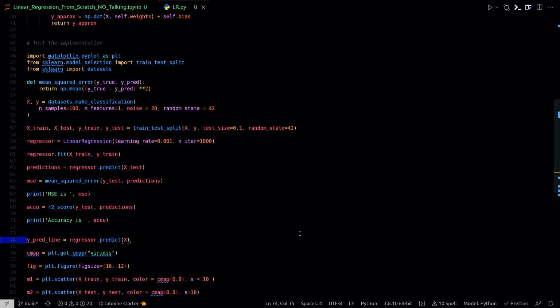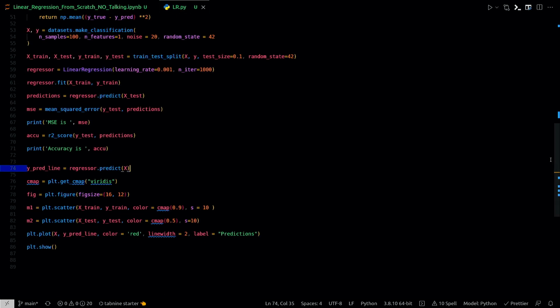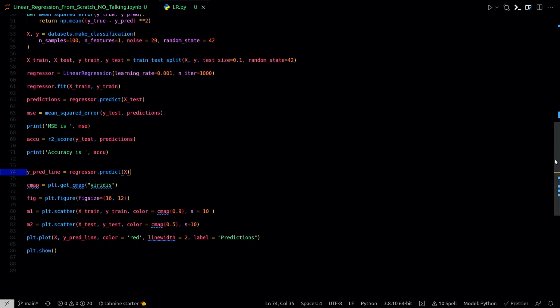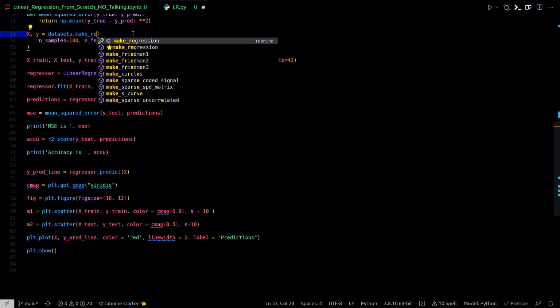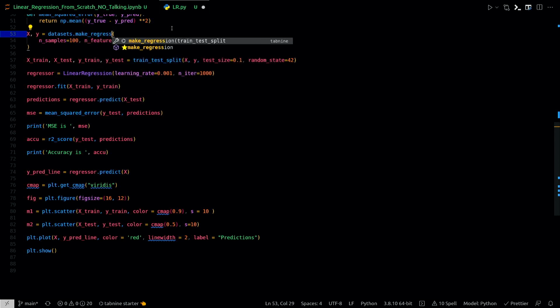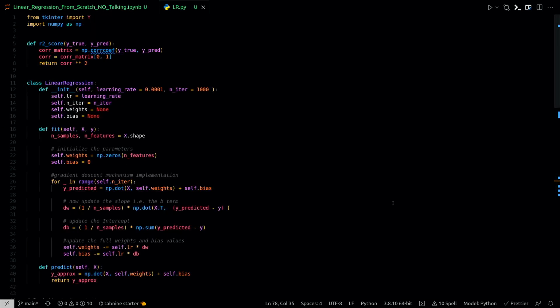Let's quickly check if everything is looking all right. Oh, I made a little mistake here. Because this is a regression problem, this will be make_regression. Yeah. All right, everything looks good.